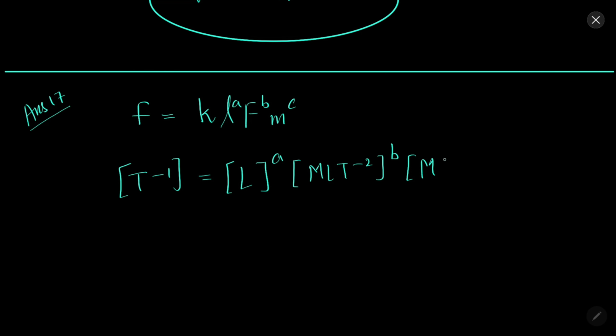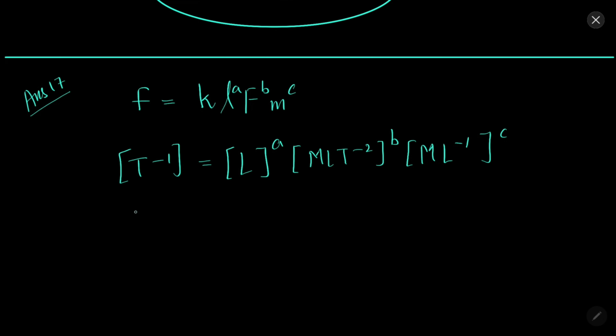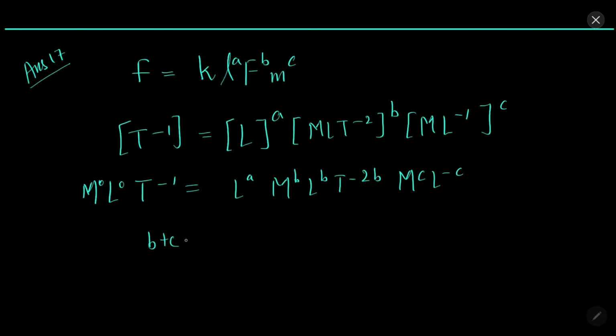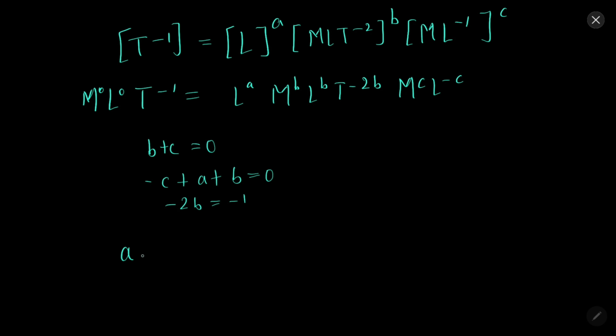Actually this is mass per unit length, so L minus 1 will be there also. So ultimately we will have m0 L0 t minus 1 on one side, and on this side L to the power a, m to the power b, L to the power b, t minus 2b, m to the power c, L to the power minus c. So from this you can see that b plus c will be equal to 0, a plus b minus c equal to 0, and minus 2b equal to minus 1. By using these three equations, a will be equal to minus 1, b will be equal to 1 by 2, and c will be equal to minus 1 by 2.